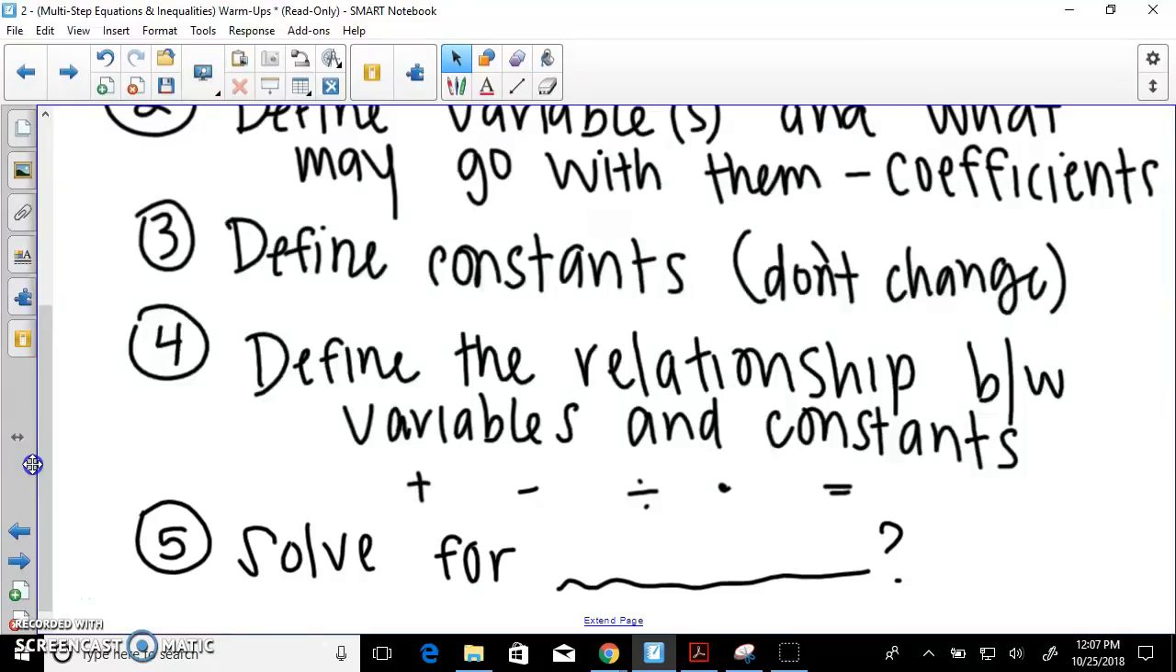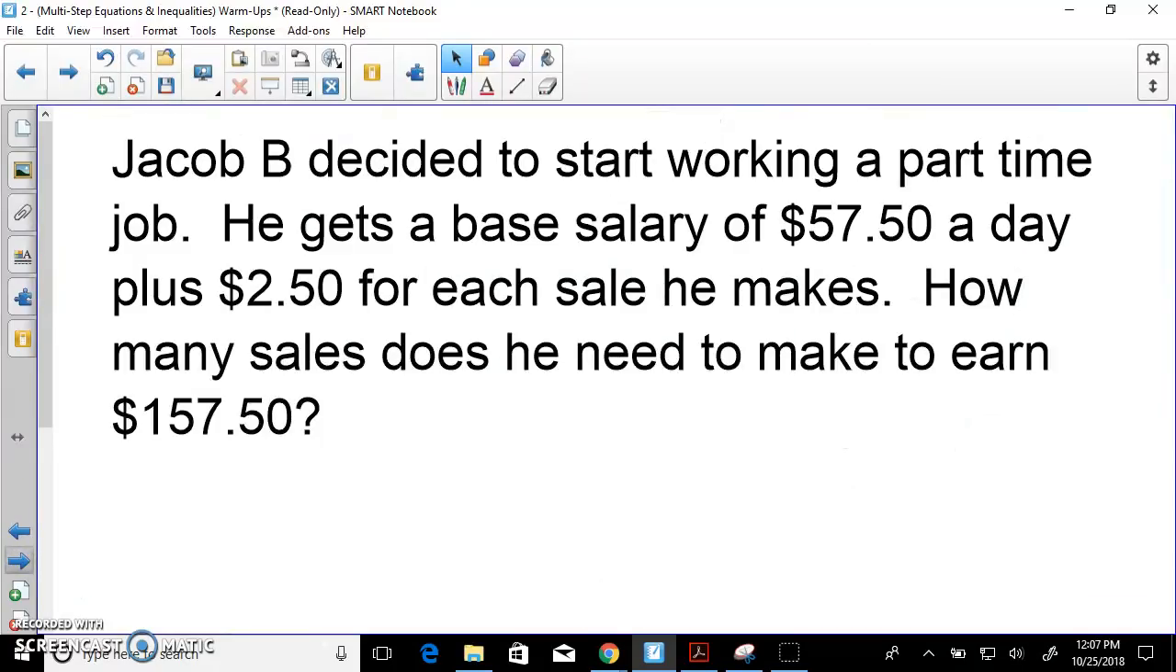So let's take these steps through an example. Here we go. Jacob B. decided to start working a part-time job. He gets a base salary of $57.50 a day, plus $2.50 for each sale he makes. How many sales does he need to make to earn $157.50?